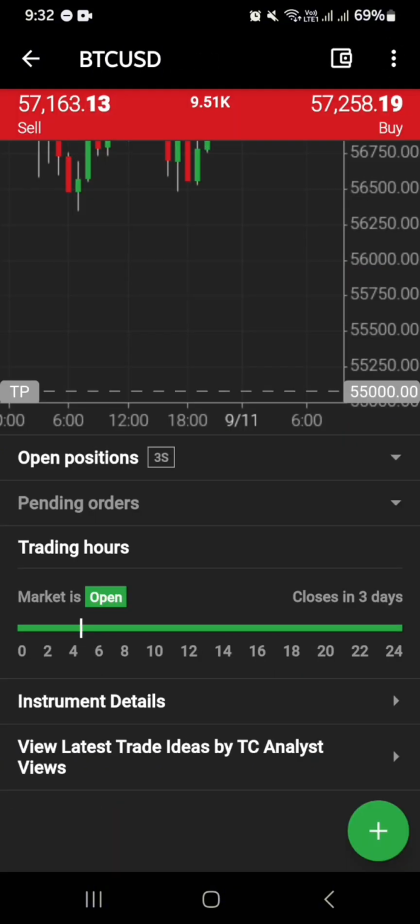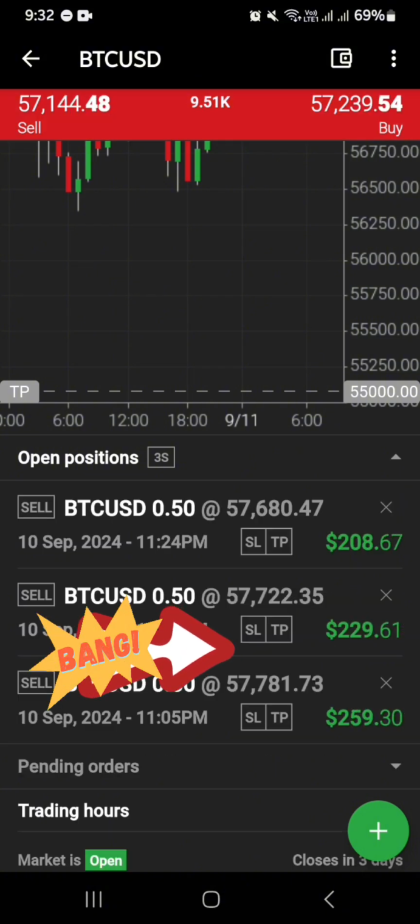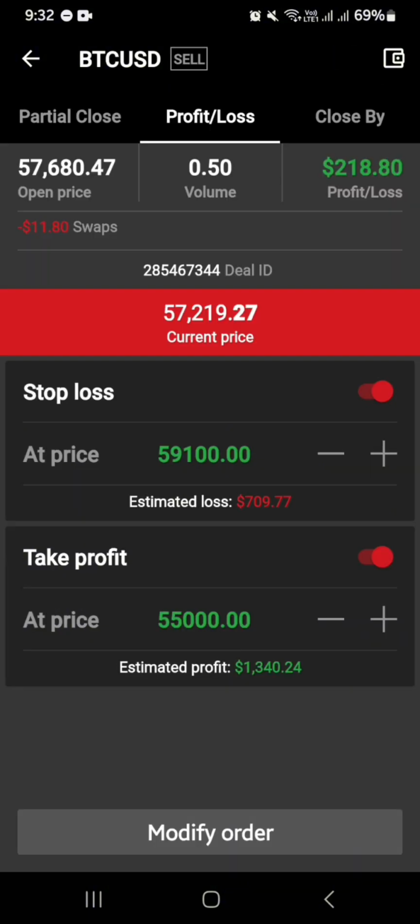So right now we're up to about $3,000, and I'll go into the trade and just show you how much each of the positions are at. So each of those are at $200 plus. So that's a lot of money if you ask me, just for a single day of trading. So I just happen to open 3 lots.